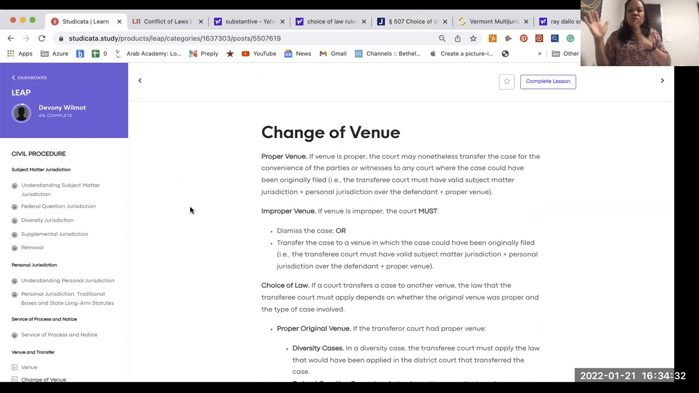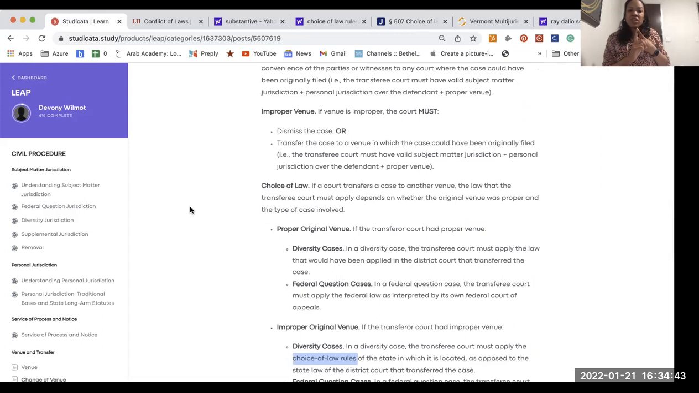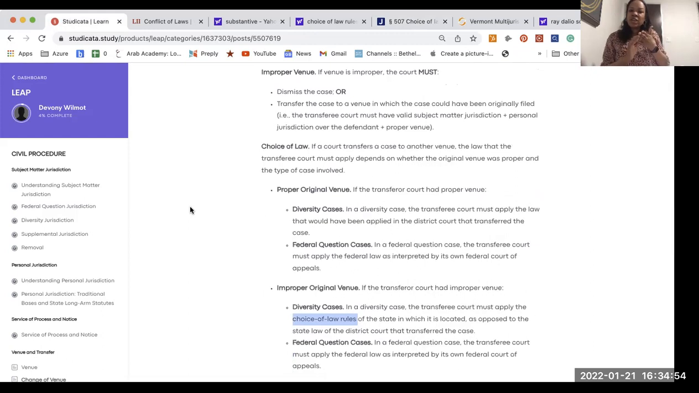Okay, so the new court, the transferee court, must have valid subject matter jurisdiction, personal jurisdiction over the defendant, and proper venue. If venue is improper, the court must dismiss the case or transfer the case to a venue in which the case should have been originally filed, one where they have subject matter jurisdiction, personal jurisdiction of the defendant, and proper venue. Choice of law. If a court transfers a case to another venue, the law that the new court, the transferee court, must apply depends on whether the original venue was proper and the type of case involved.